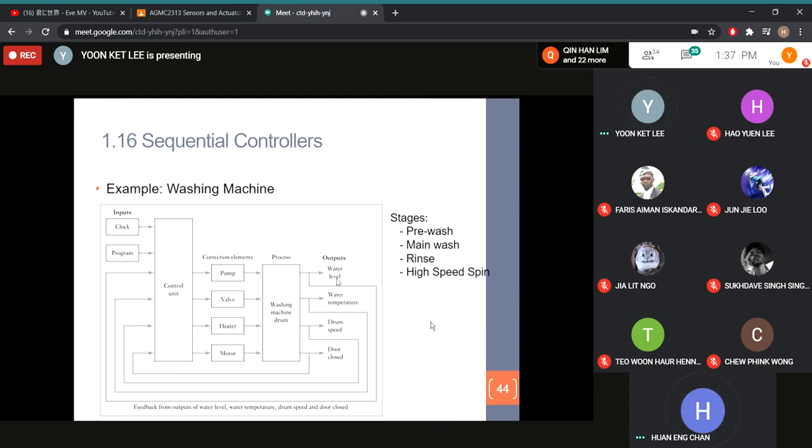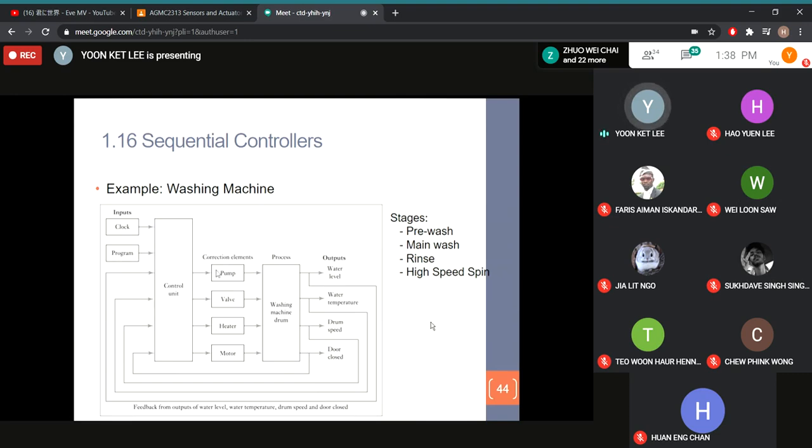Guys? Analog. Analog, yes, because the water level could be half, full, quarter to half, or whatever. Okay. Temperature? Analog. Okay. Drum speed? Same. Door close? Digital. Digital. Okay.